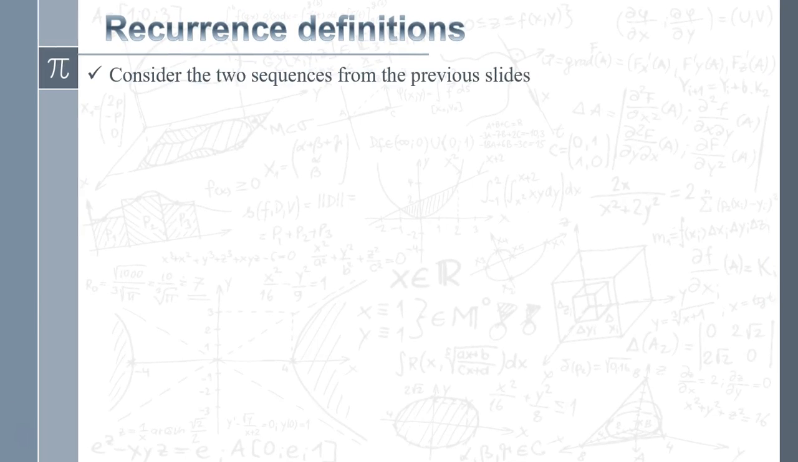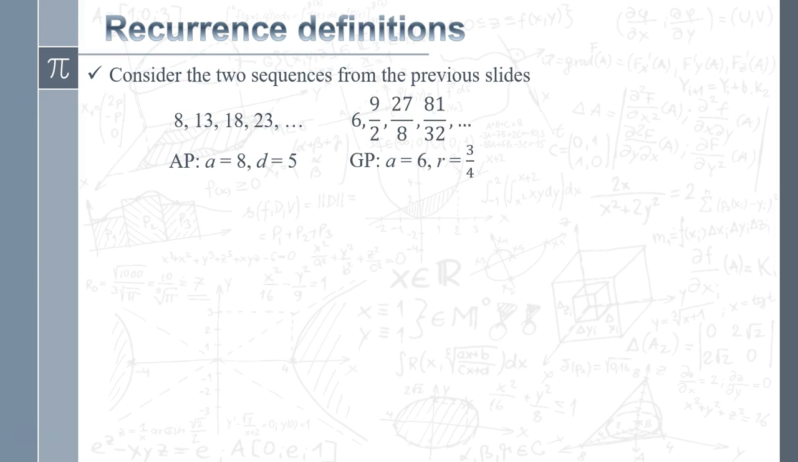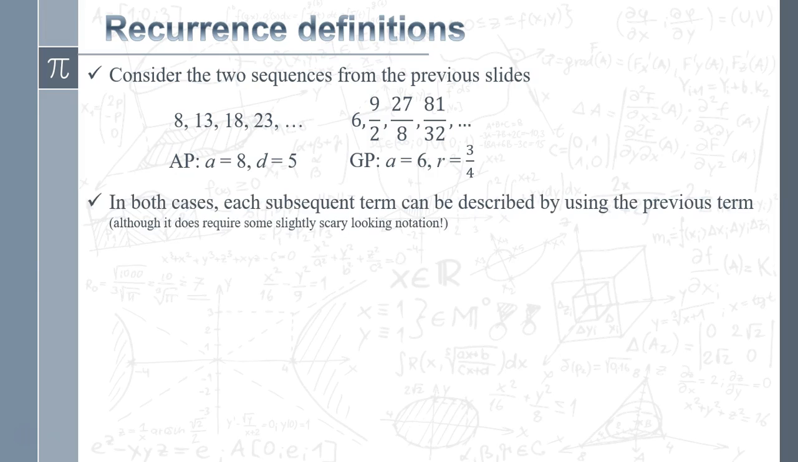If we have a think about a couple of the sequences we've seen previously, that one is an arithmetic progression, so with our start first value 8 and a common difference of 5. That one there is a geometric progression with first term 6 and a common ratio 3/4. What we're going to do is just take those and describe them or define them in a slightly different way, because each term in a sequence relies on the term previously. So we're going to change the notation slightly.